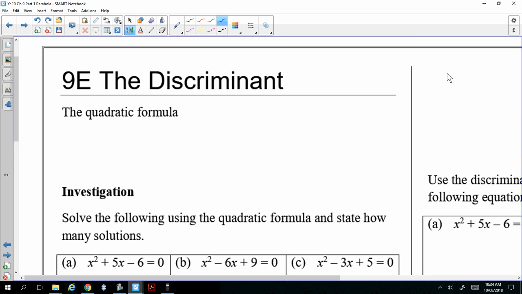Discriminant, I think you learned this last term, right? In chapter 8, did we learn about discriminant before? Let's revise it. So write down the quadratic formula.